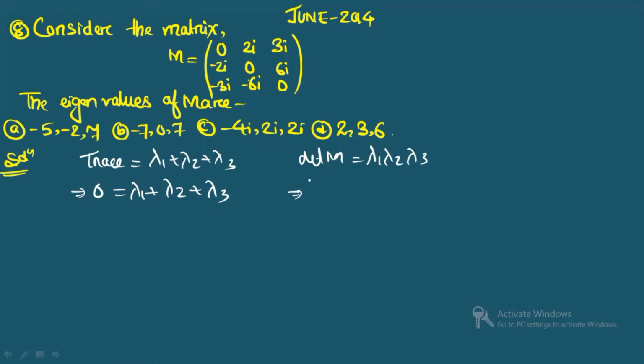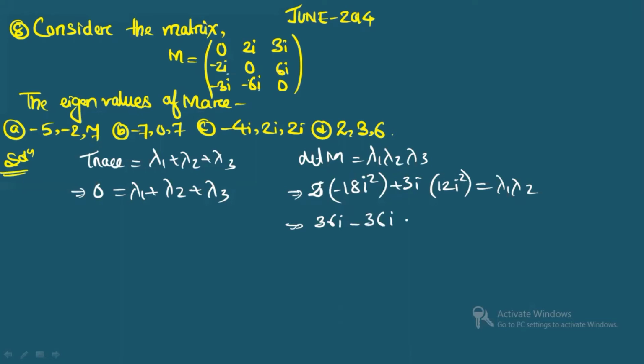So the first term will be 0. The second will give you 2i, 6 3 is 18, minus 18i square. This is 0 again. Plus 3i, it will give you minus, 6 2 is 12, I square. The second term will be 0. So finally you will get, this is i square, so it is minus 1, so it will be positive. You will get 36i. This is i square, so it will become negative, 12 3 is 36i. So it is equal to lambda 1 into lambda 2 into lambda 3. So if you see here, the product of the eigenvalues is also equal to 0.